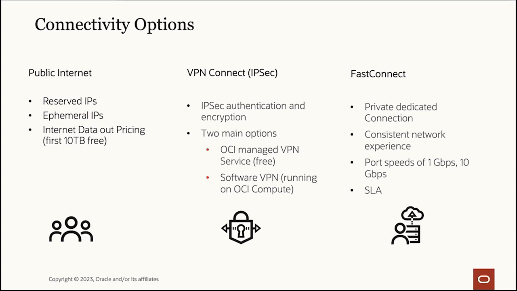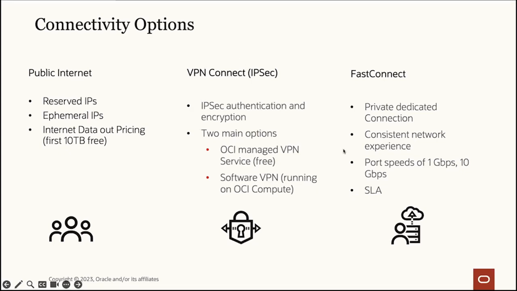Lastly, we have Fast Connect. Fast Connect is a private dedicated connection which will deliver a consistent network experience. It has port speeds of 1 Gbps, 10 Gbps, and recently added 100 Gbps. So we see a question, 10 terabytes internet data out per what, month? Yes, that is per month. Good question.